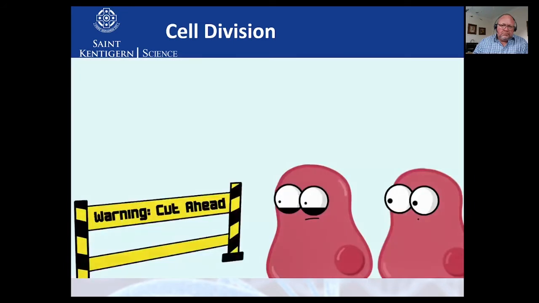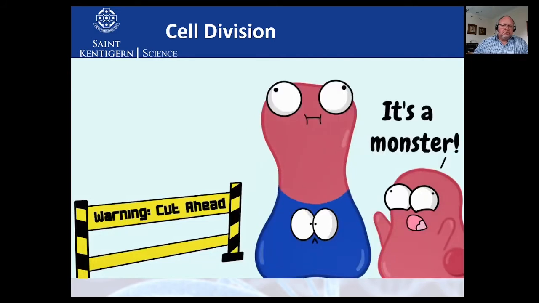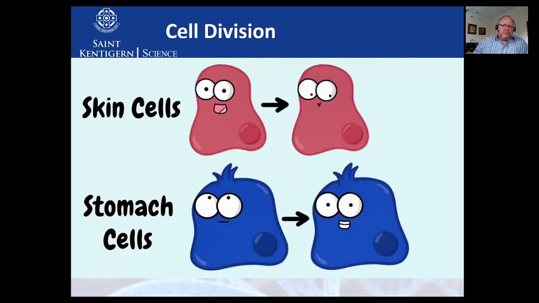So if you're trying to make more skin cells to replace worn out or damaged skin cells, you don't want to start suddenly making stomach cells there. That would be ridiculous. You want to make sure you have identical cells replacing what was lost. So mitosis makes identical cells. It's a really important thing.